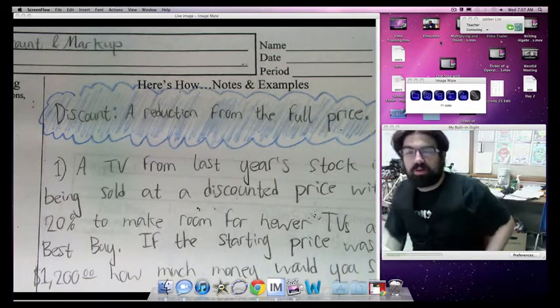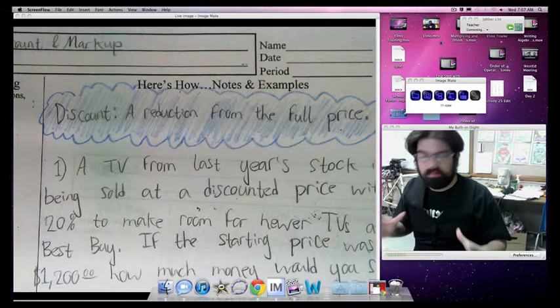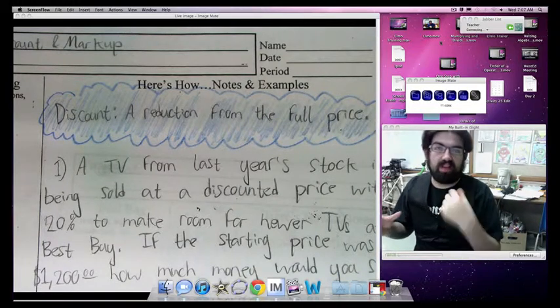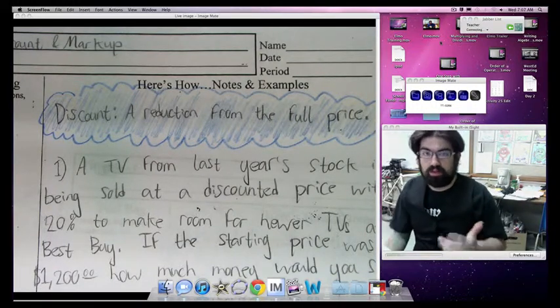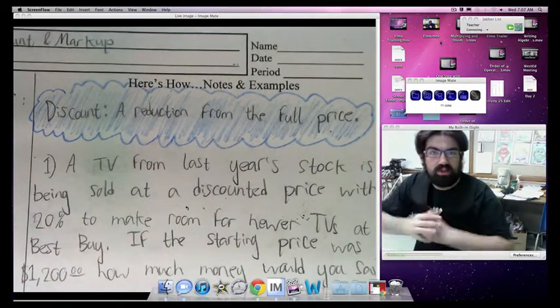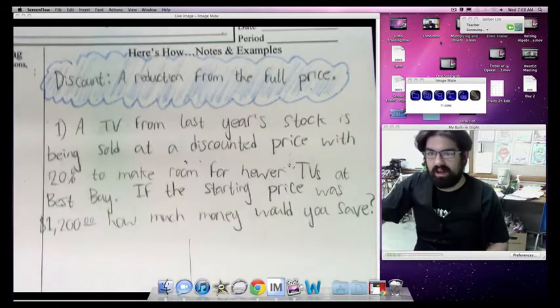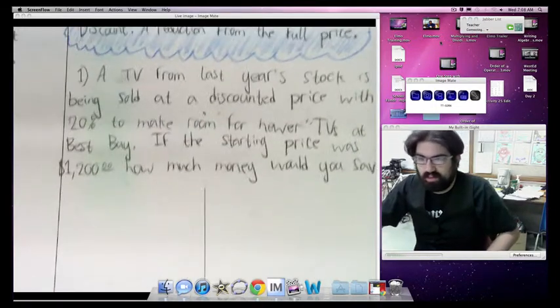Discount is a reduction from the full price. So if I had some number, the discount is what percent I'm taking off the original number. That's what discount is. Most of you notice that stuff when you go to the store, like you're looking for those discount items, because you don't want to waste money.